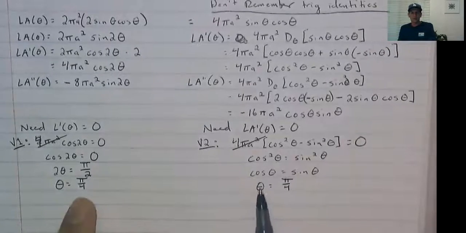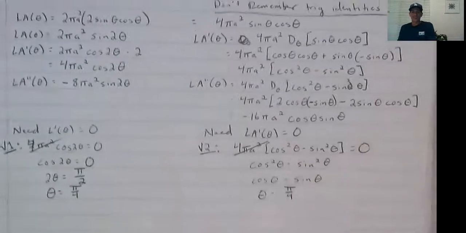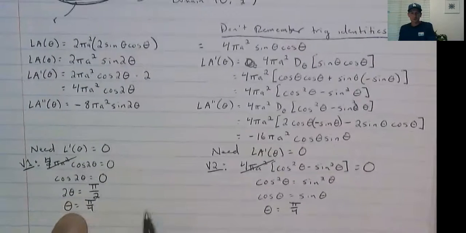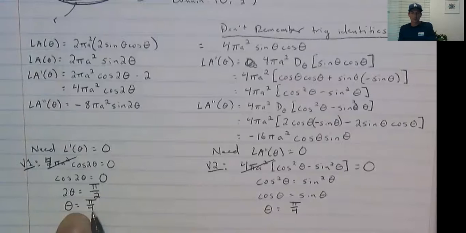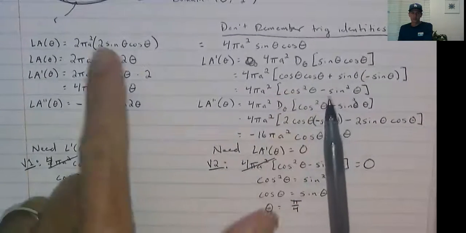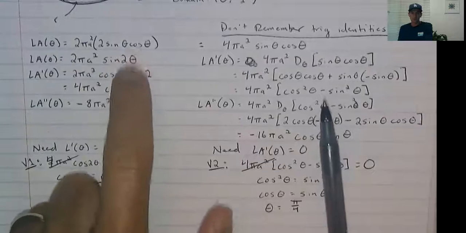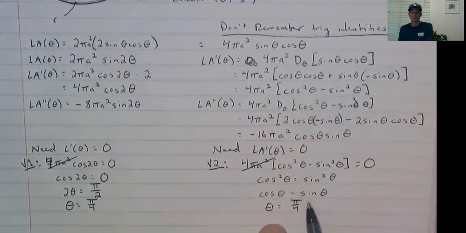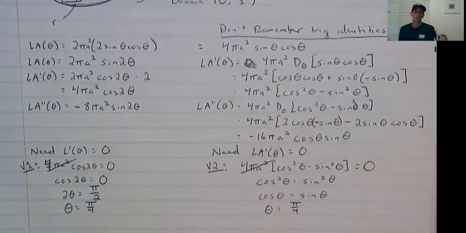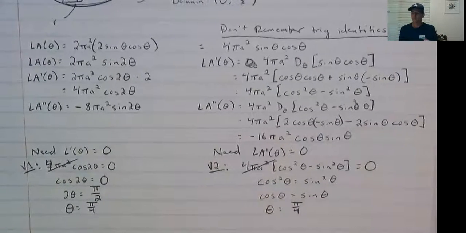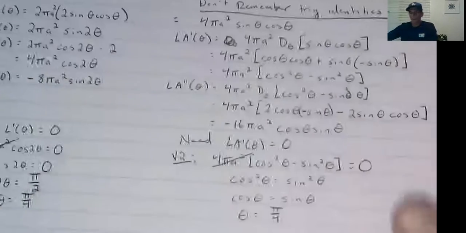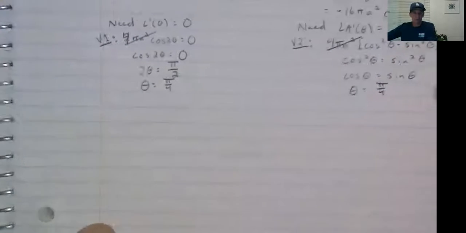Whether we were super savvy and used the trig identity, our critical number is when theta is pi over 4. Or if we fumbled our way through this, and didn't remember this guy, we still got that our critical number was when theta was pi over 4. Whew. I love it when that works. Like the best thing ever. So now we have our one and only critical number on the domain.